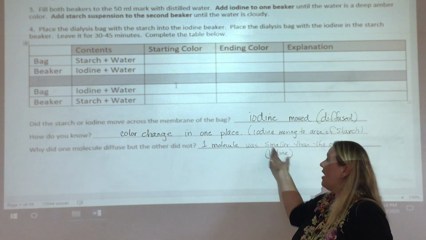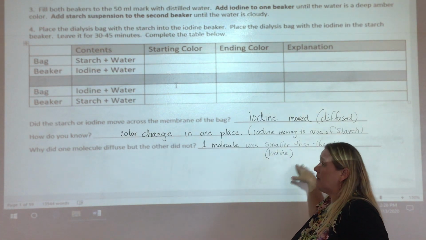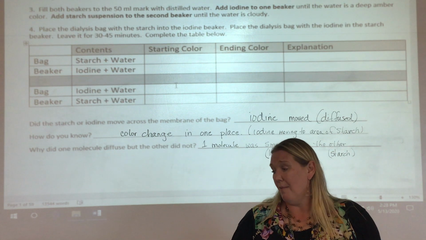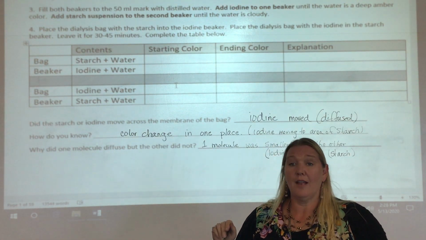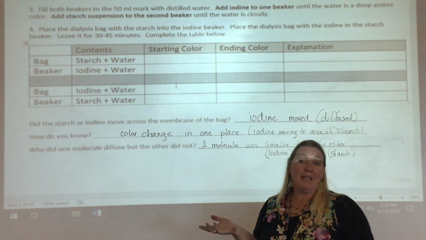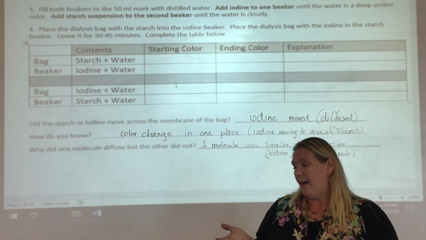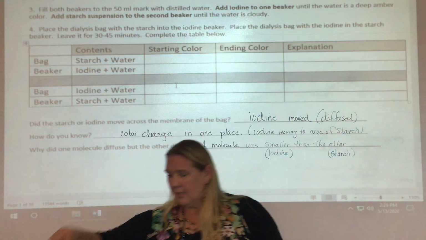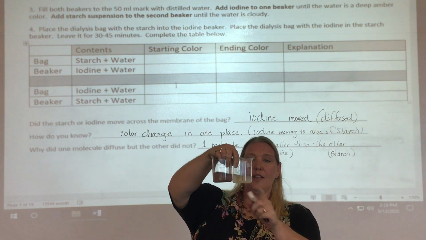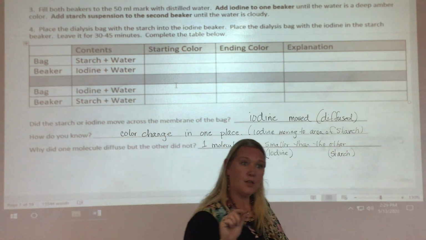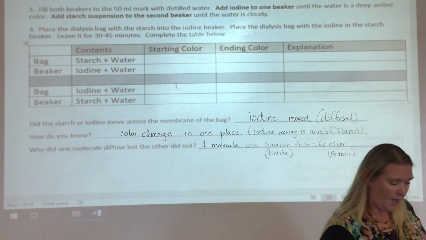The other idea some of my classes came up with was maybe starch was too big to fit through the pores in that bag. And we actually tested that and left it for like a week, and it still didn't move. So it could be that the molecule is too big, or the pores in the bag are too small. But regardless, we see a huge difference, where we have that diffusion of the smaller molecule happening faster.